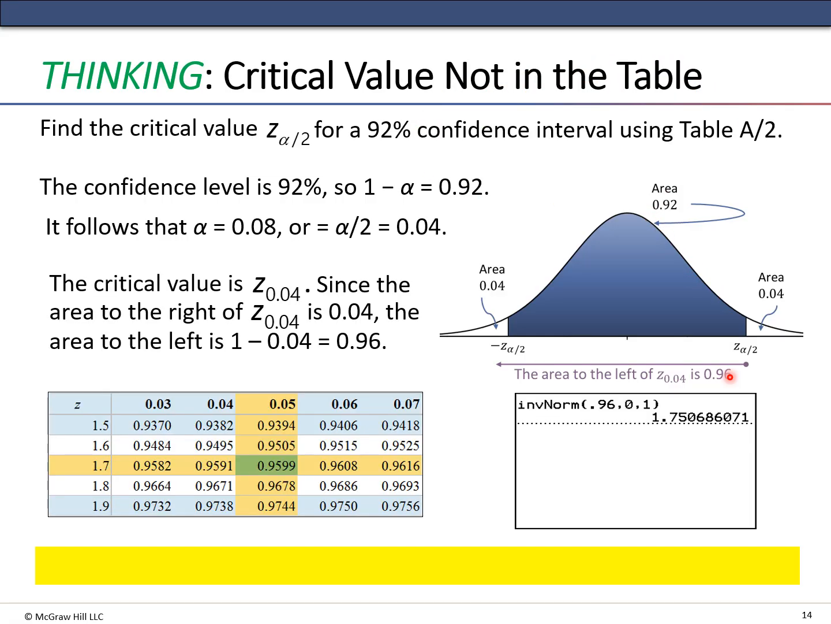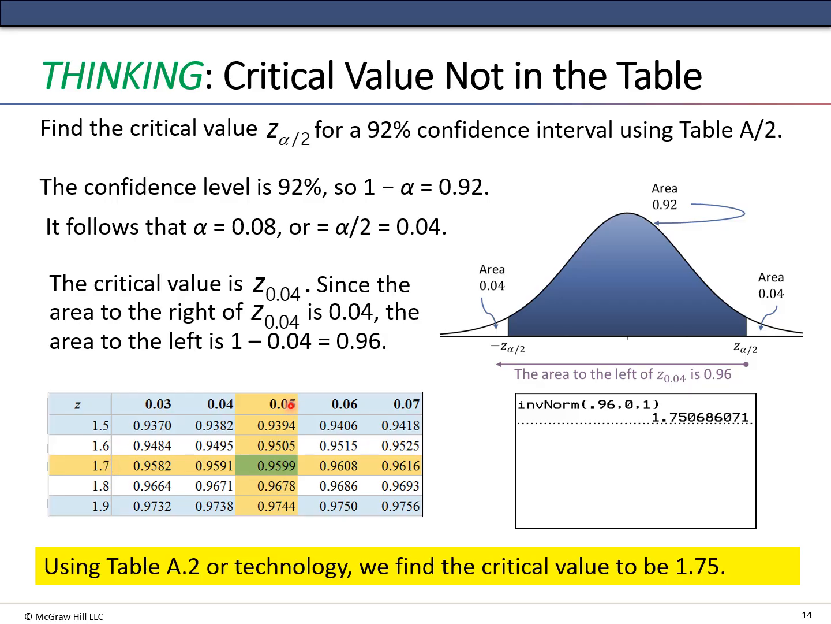And if you look at the table, we're going to look at all the data in here. We're trying to find 0.96. 0.9582, we're getting closer. Here, between these two values, we can see that 0.9599 is just 0.0001 away from 0.96. That's close enough. So my z-score here is going to be 1.75. Okay.